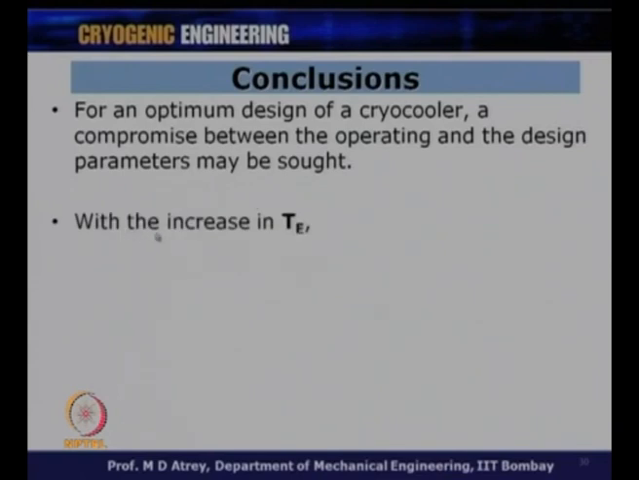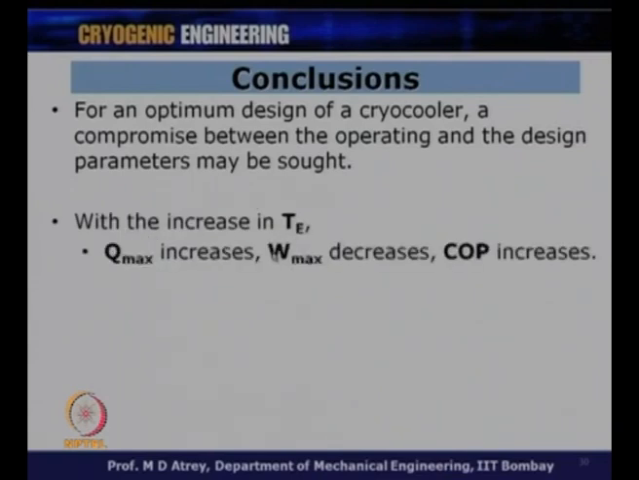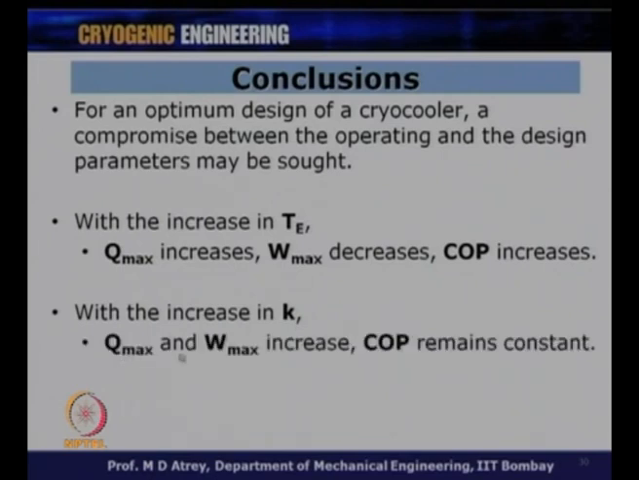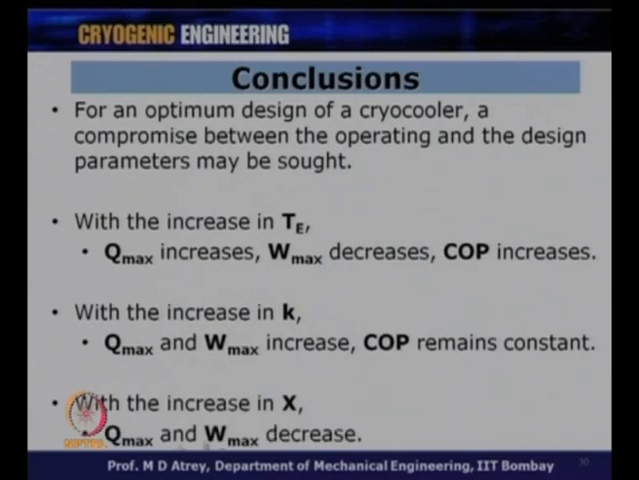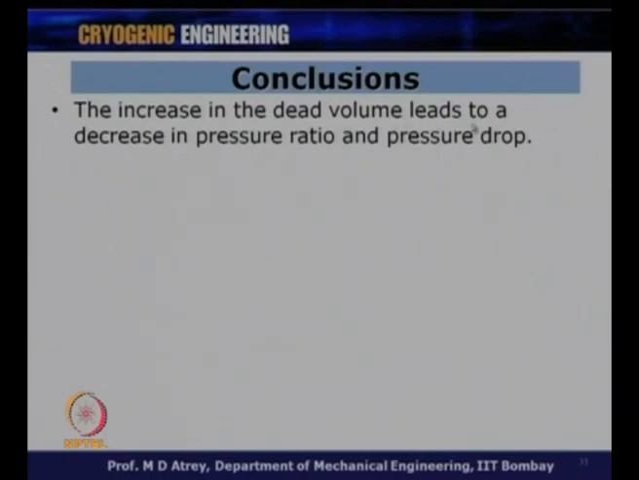Also, we saw that with the increase in the value of TE, the Q max increases, W max decreases and COP therefore increases. With the increase in the swept volume ratio K, we found that Q max and W max increase, COP will remain constant because COP is a parameter which depends only on the tau as far as the ideal Stirling cycle is considered. With the increase in the value of X, Q max and W max decrease in both the cases. The increase in the dead volume leads to decrease in pressure ratio and pressure drop.